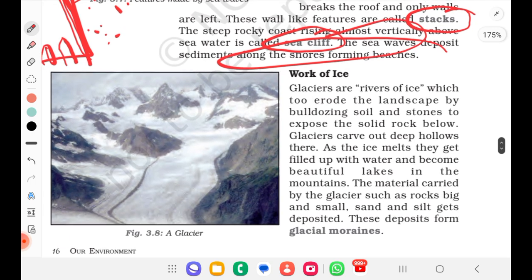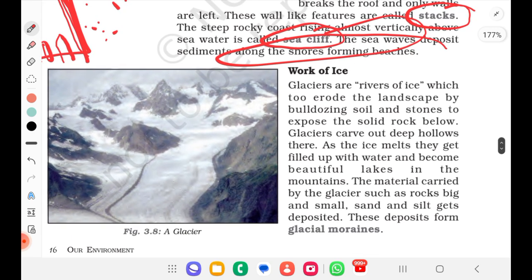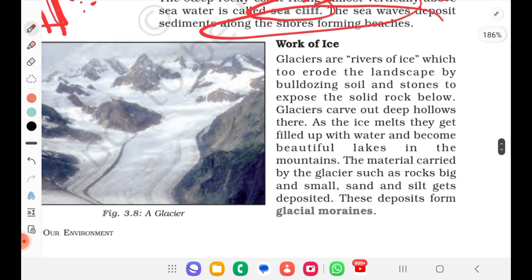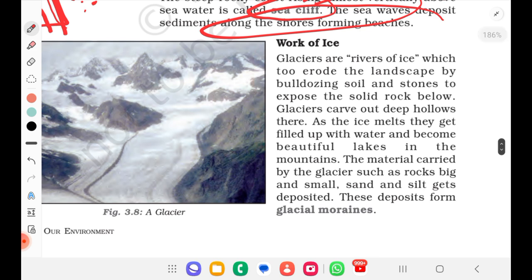So now we will see about the work of ice. Glaciers are rivers of ice which erode the landscape by bulldozing soil and stone to expose the solid rock below. Glaciers carve out deep hollows. As the ice melts, they get filled up with water and become beautiful lakes in the mountains. The material carried by the glaciers, such as rocks big and small, sand, and silt, gets deposited. These deposits form glacial moraines.